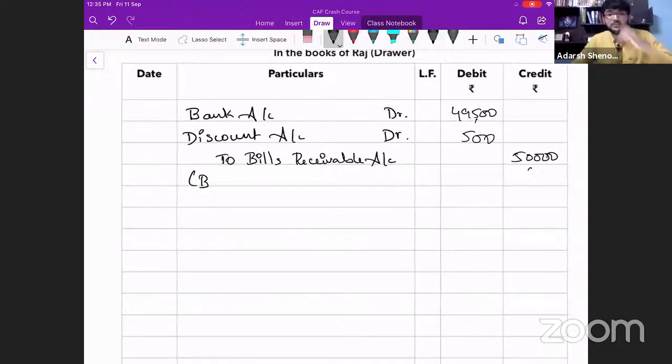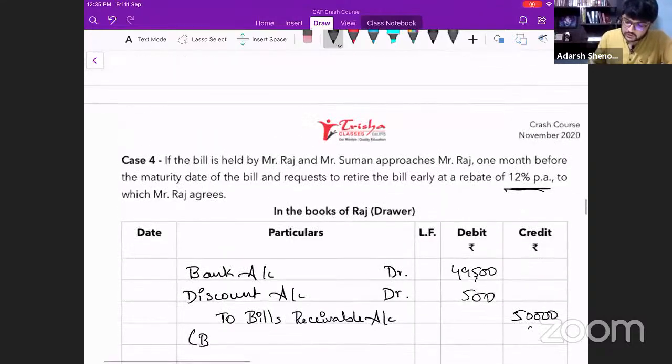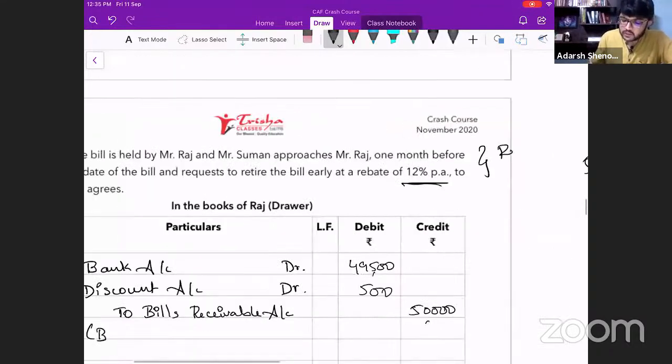What is this concept known as? Why Suman? He is paying the amount, no Harsha. When he's paying the amount, you're receiving cash. Why will you debit Suman? What is this concept known as? This concept is known as retirement of a bill. We have covered this concept over here.